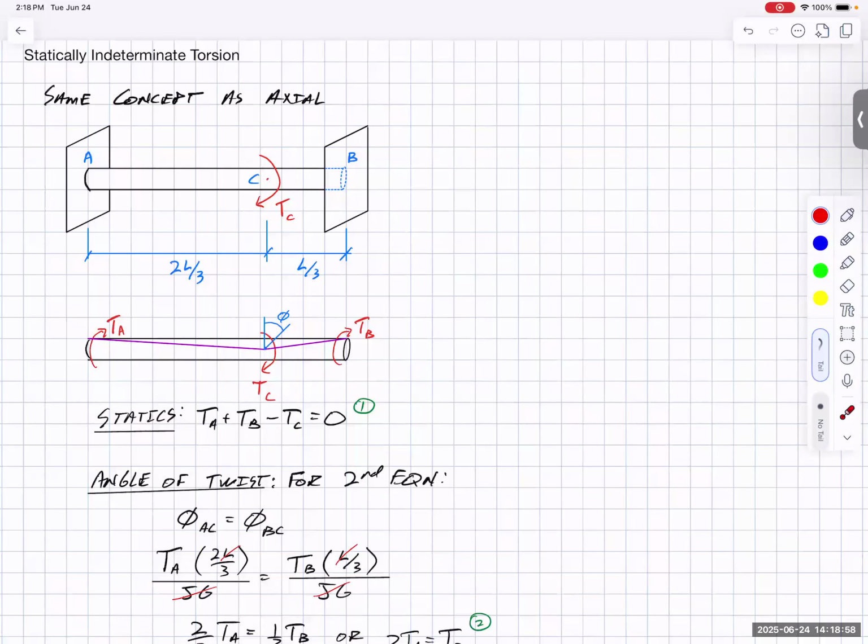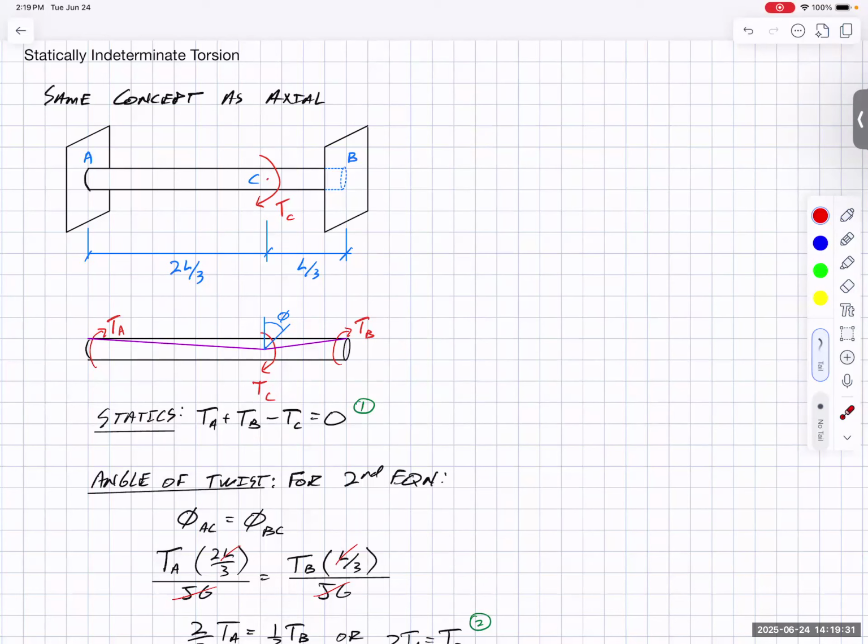Because we have one equation from statics. Our equation from statics would say that the torque at A plus the torque at B has to equal the torque at C, or TA plus TB minus TC is equal to 0. That's using the right hand rule, where this is my positive direction and that's my positive torque. No big deal. The key is that they have to equal out. Some on one side, some on the other.